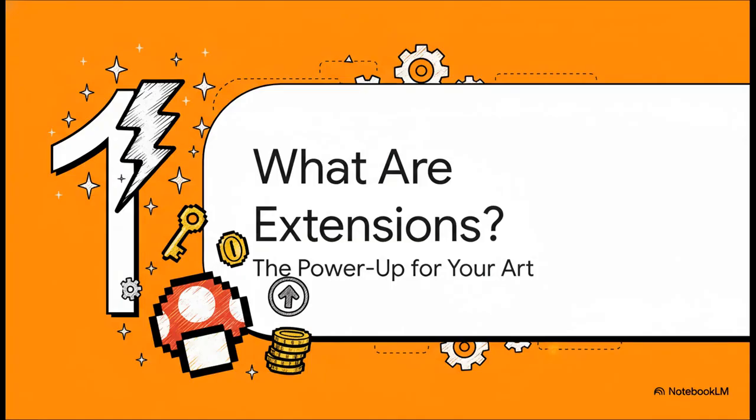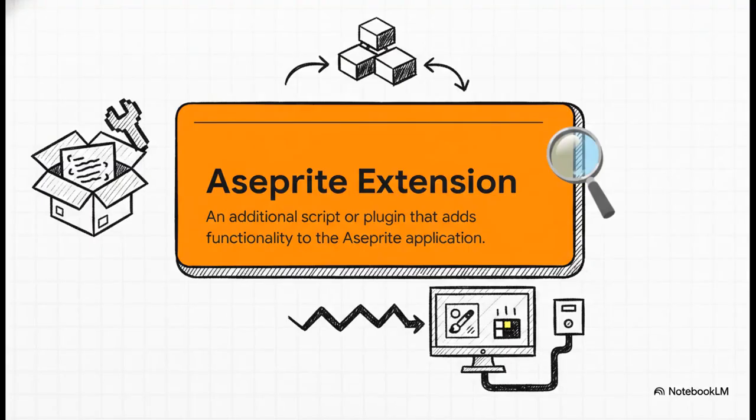Okay, so the secret here is something called extensions. Seriously, think of them as the ultimate power-up for your favorite pixel art program. So what exactly are they? Well, to put it simply, an Aseprite extension is just a little script or plugin that adds new features. It's basically a small piece of code that unlocks all these new abilities right inside the program.